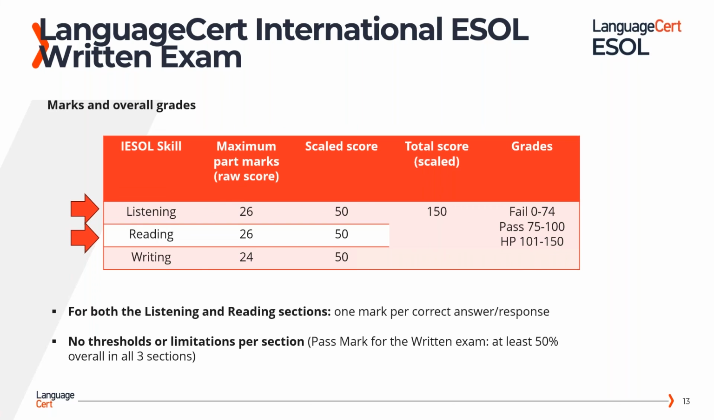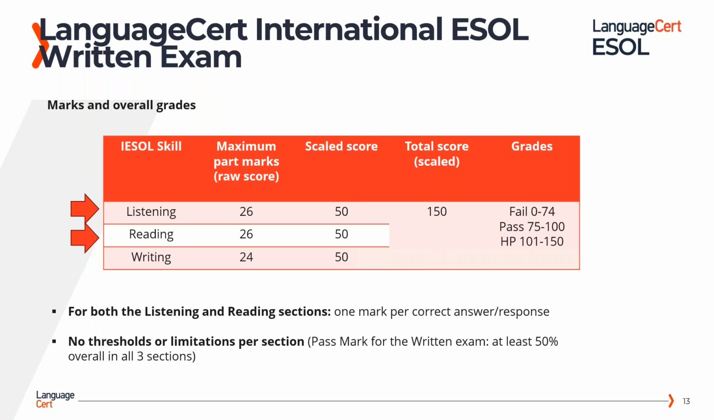Candidates can collect a maximum of 26 marks for the listening section and up to 26 marks for the reading section, as there are 26 questions in total in each section and each correct response is worth 1 mark. The candidates' raw scores are out of 26 and are converted to scaled scores out of 50. Please note that the scores candidates will receive on their statement of results will be out of 50.